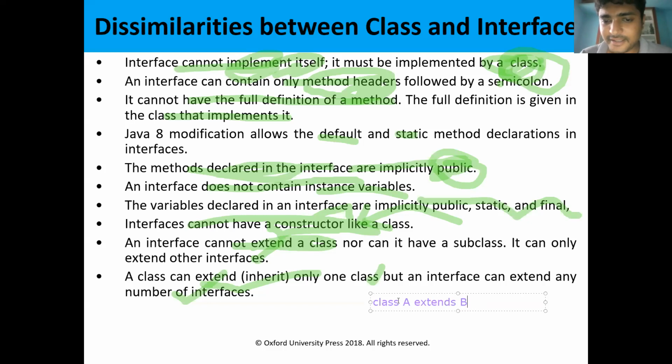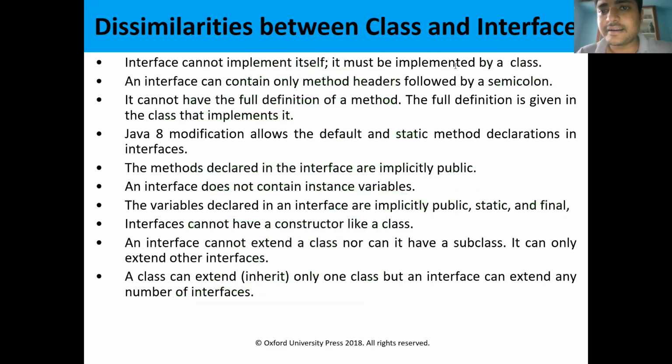But an interface can extend multiple interfaces. B1 is an interface, A1 is an interface, extends B1 comma C1. So an interface can extend any number of interfaces, but a class can extend only a single class. So these are some dissimilarities between classes as well as interfaces.